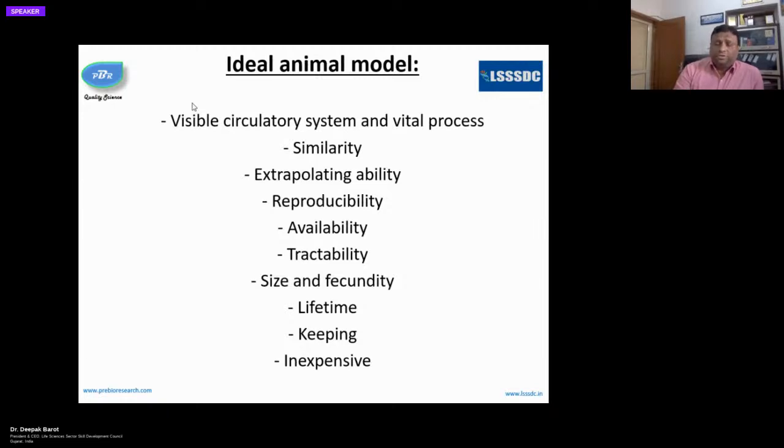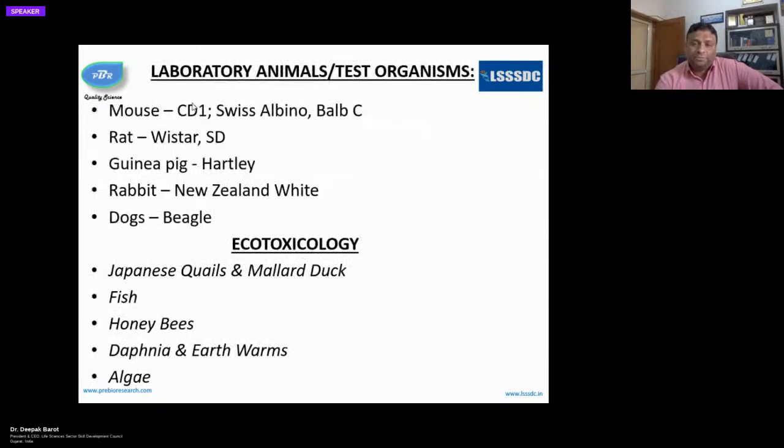Visible circulatory system and vital processes, that is for zebrafish. But their system should be somehow similar to human. There should be an ability to extrapolate the data. It should be reproducible, and the availability of the animal should be there. They should be smaller in size. We should be able to observe the entire lifetime of the animals, they should be easy to keep, and they should be cheaper. So if these different requirements are fulfilled, then that's an ideal animal model.